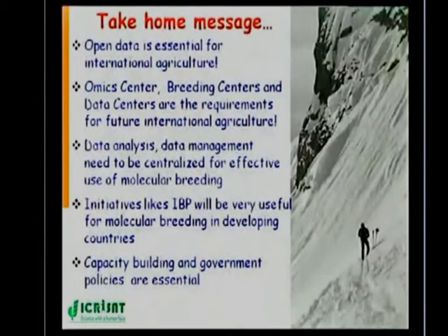So I think the take-home message from this presentation is that open data is essential for international agriculture, and omics centers, breeding centers, and data centers are requirements for future international agriculture. Again, a very important thing is data analysis, because when we generate huge amounts of data, the management, analysis, and interpretation of data is very important. This needs to be centralized for effective use of molecular breeding, and initiatives like the Integrated Breeding Platform can play a very important role. And of course, capacity building and government policies in developing countries are very important.